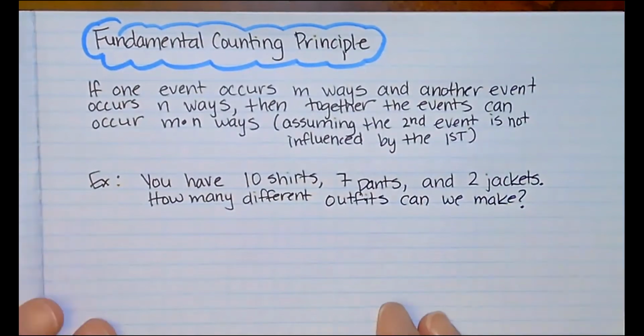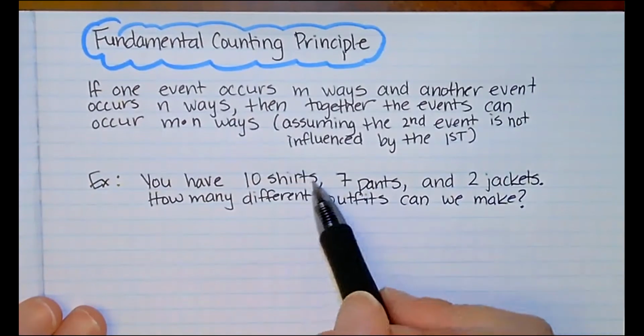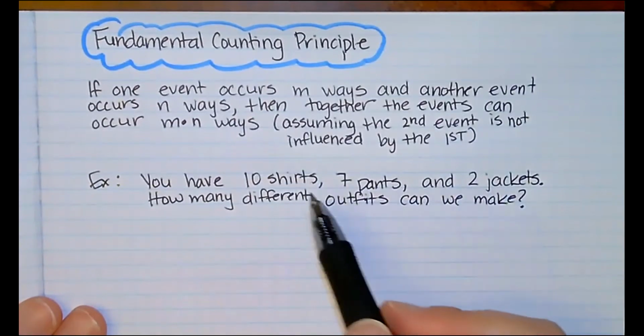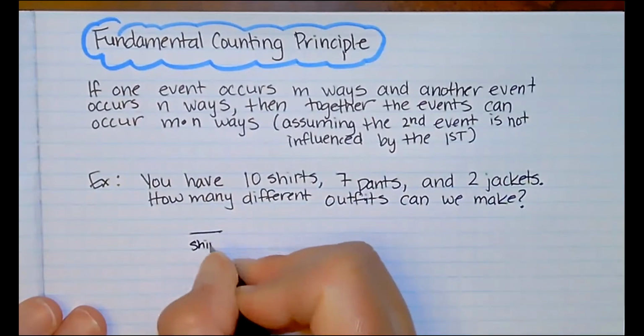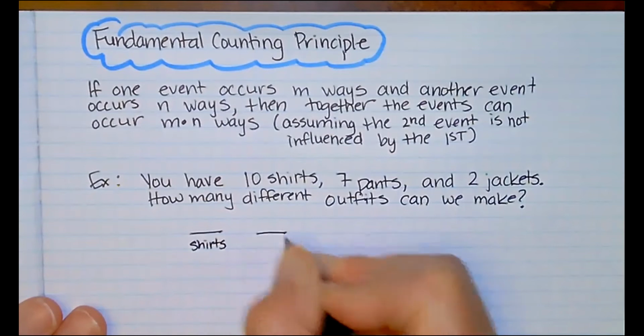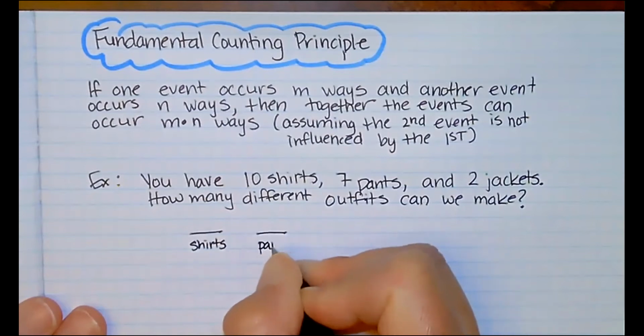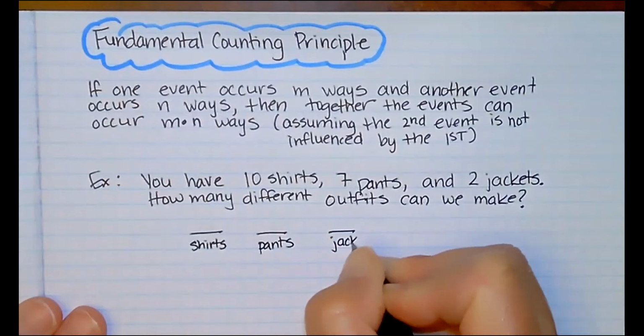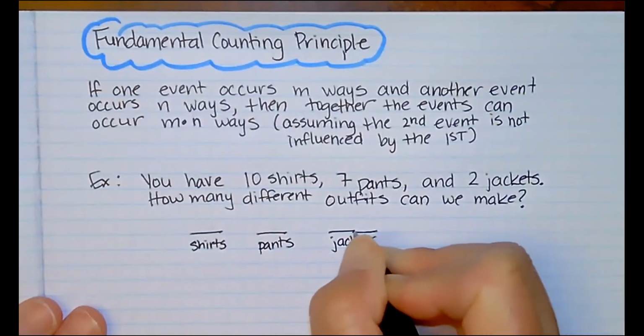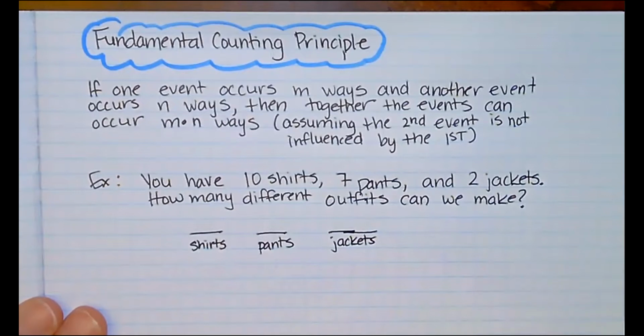So in order to do this, what we're going to do is we're going to do something called a decision chart. And we have 3 different items we're going to be making decisions on. So the first one we're going to do is shirts, then pants, and then jackets. And so what we're going to look at is how many different choices do we have for each of these.